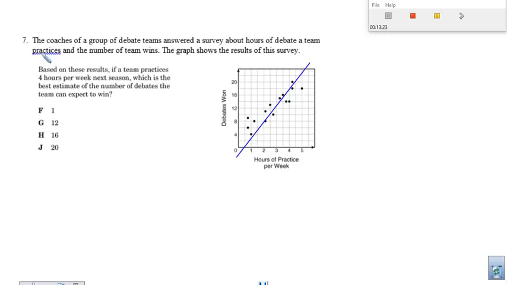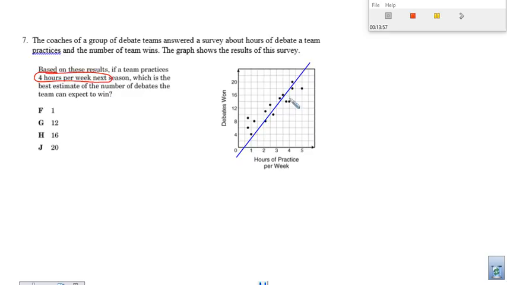Okay, we have number 7 here, where coaches of a group of debate teams answered a survey about hours of debate team practices and the number of team wins. The graph shows the results of this survey. So based on these results, if a team practices 4 hours per week next season, which is the best estimate of the number of debates the team can expect to win? Well, I did my best to draw a line of best fit, and it turned out okay, but I'm going to go over here to 4 hours of practice because that's what they're talking about doing.